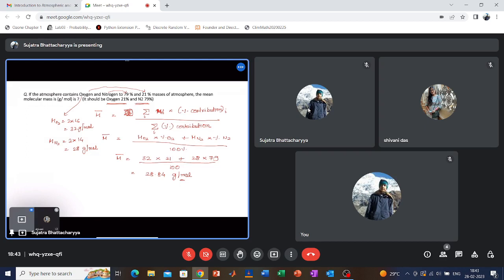So therefore oxygen should be 21%, nitrogen should be 79%. Had it been opposite, then I think the answer should go more than 32, because oxygen's molar mass is 32, so it should always be greater than that. This is the answer. But you have to follow this.